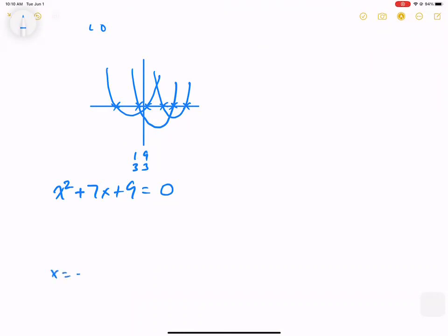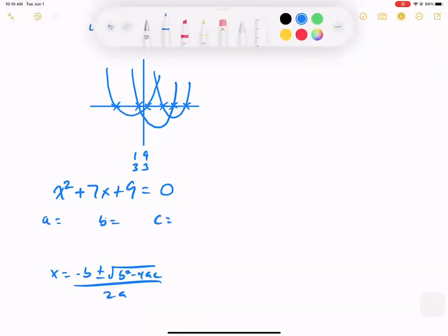X equals negative b plus and minus square root of b squared minus 4ac all over 2a. That means we need an a value, a b value, and then a c value. Okay, let's glean off our a's, b's, and c's. A is going to be an invisible 1 for us. Our b is positive 7, and our c is positive 9.